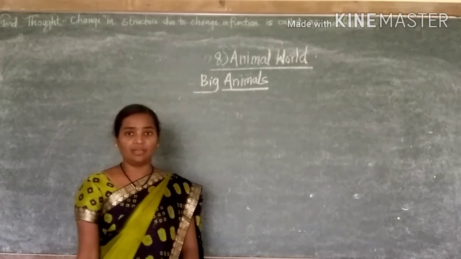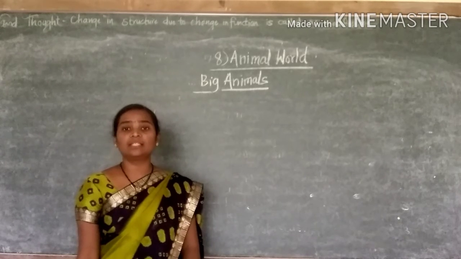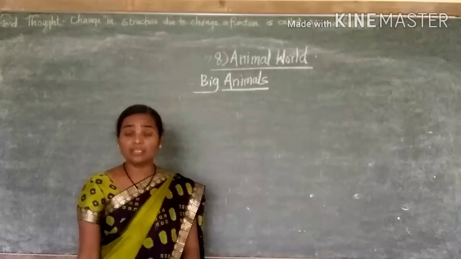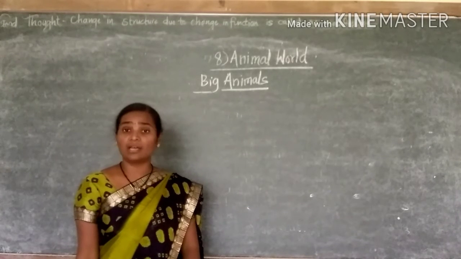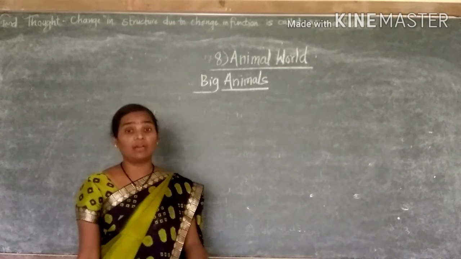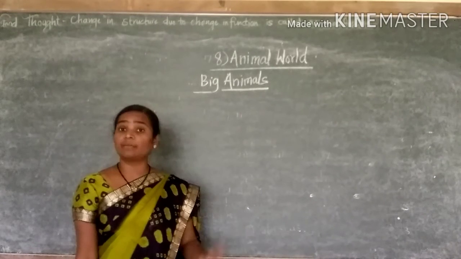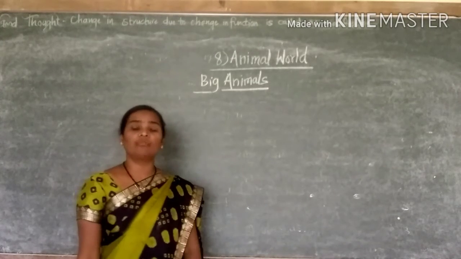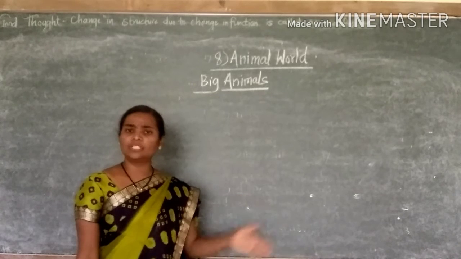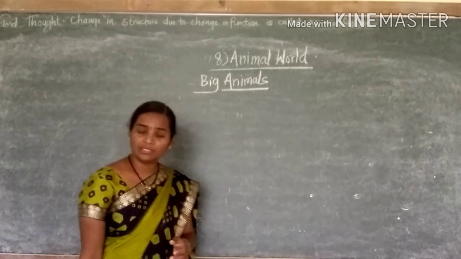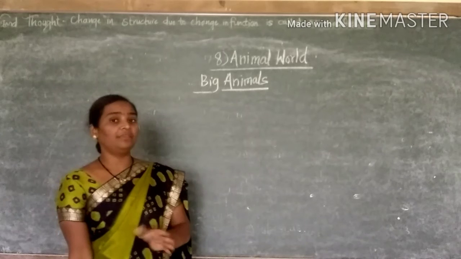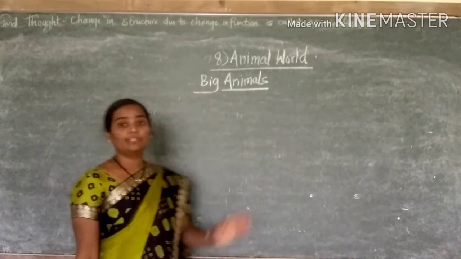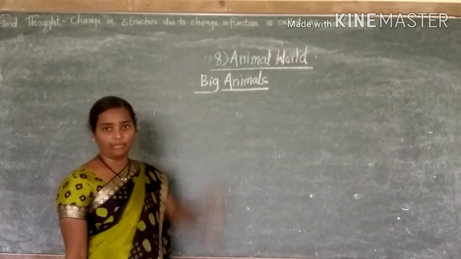Students, around us many animals are there. Some are big, some are small, some are domestic, some are pets, some are birds, some are insects. These types of animals are around us and we have to see which are those animals. I know that you know very well which animals are there. First of all, we will see the big animals.